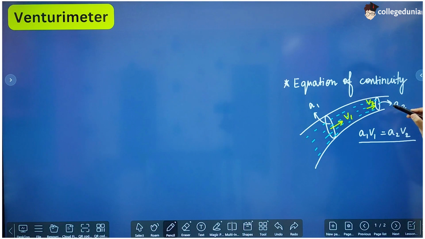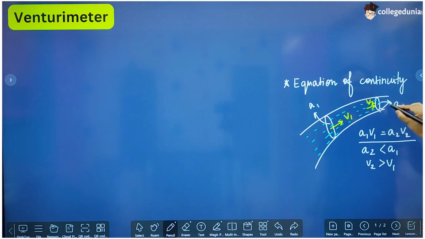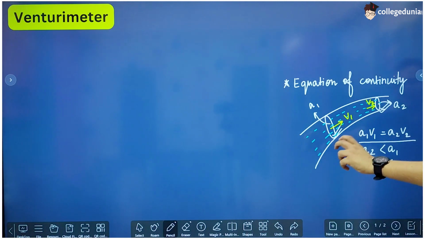We can clearly see that the area A2 is less than area A1. So if the product A1 V1 and A2 V2 is the same, then obviously if A2 is less than A1, then V2 must be greater than V1. So the velocity of liquid at this cross section is more than the velocity of liquid at this cross section, which means when the area of the tube decreases, the velocity of the liquid increases.